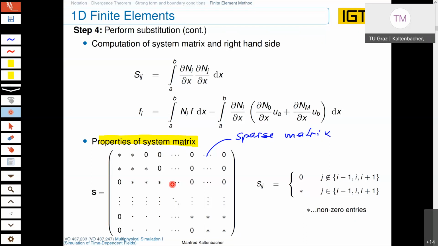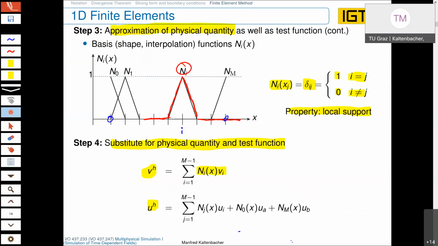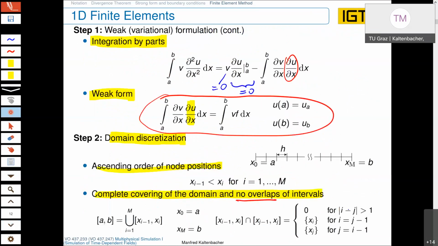Okay, perhaps this is not so easy. Actually, it is the starting point. You need a differential operator like this, and then you will get the symmetric matrix also. Perhaps it's easier when you look at the weak form. This gives you the system matrix at the end when we do the discretization and the approximation steps.